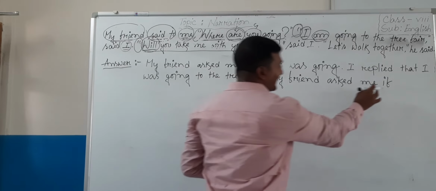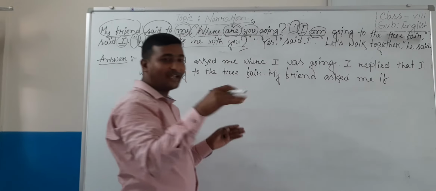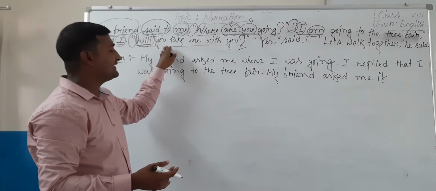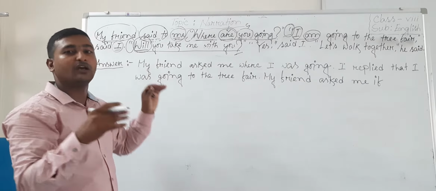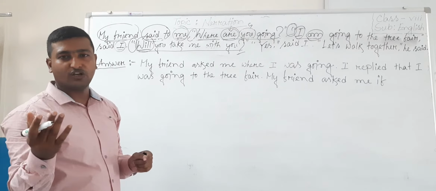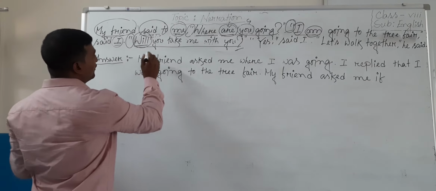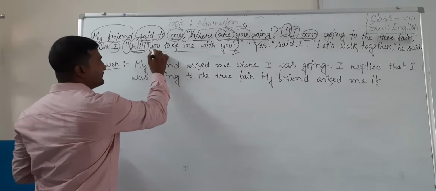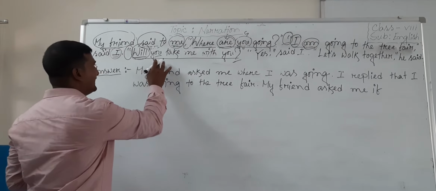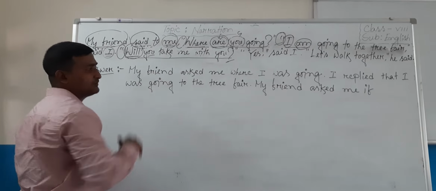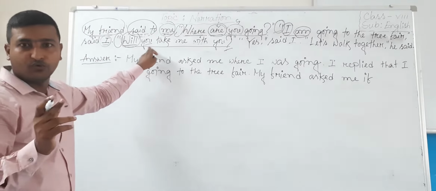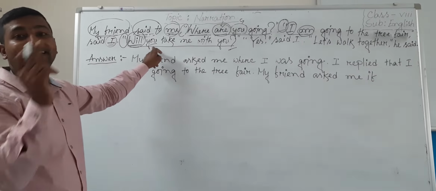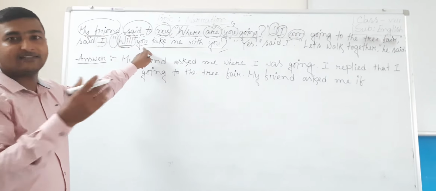Okay. After the conjunction, we have to again change the sentence into assertive. This is an interrogative sentence. We have to change it into assertive. So in the assertive sentence, the subject will come first, then the verb, then the rest of the sentence. So here the subject is you. So who is you here? In this sentence, who is you?